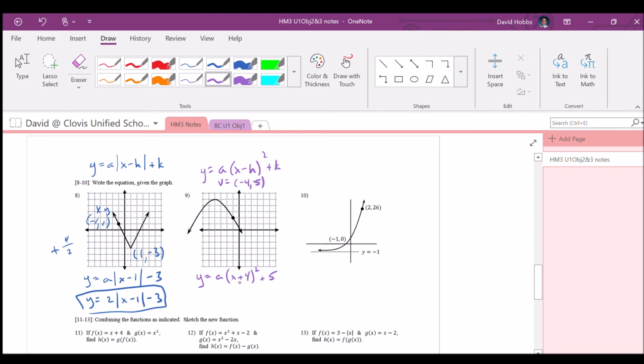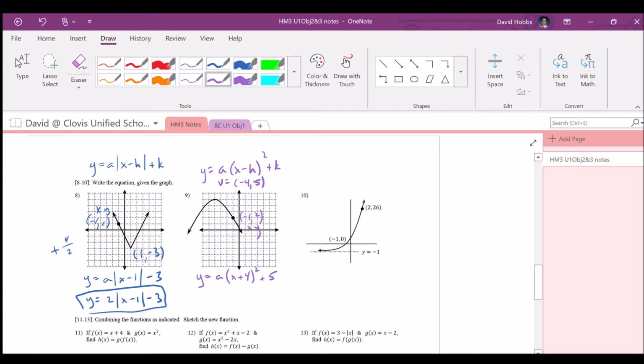Plus 5. Double check, make sure that that gets you the vertex you want. Negative 4, 5, yep, that does. Okay, now, don't try to just count it with parabolas. You've got to plug in the points. So this point is negative 1, 2, x and y.